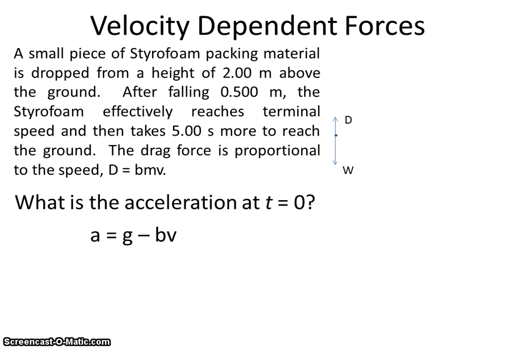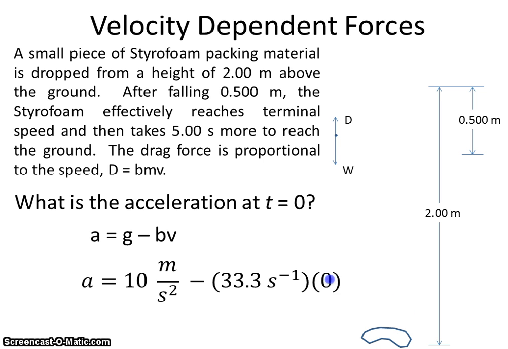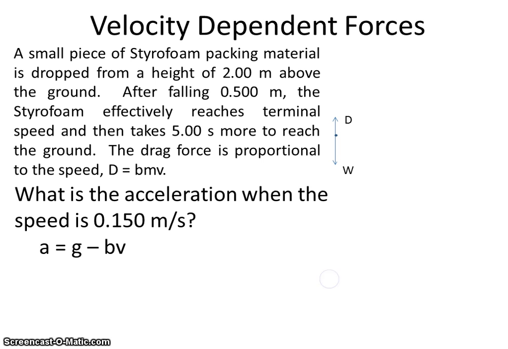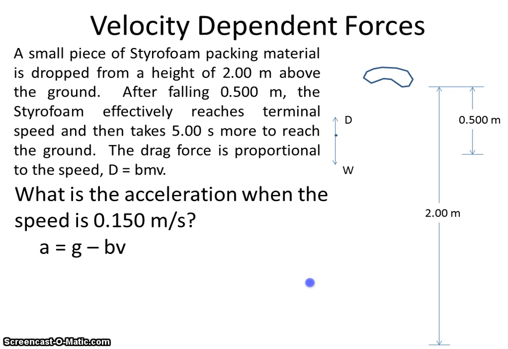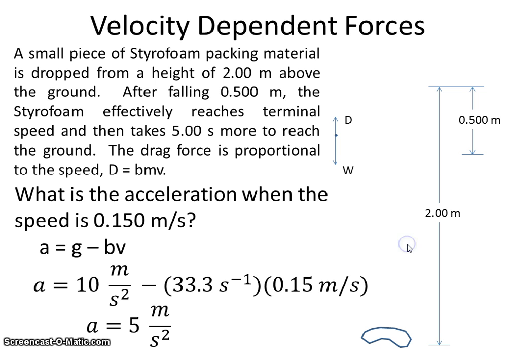So now let's figure out the acceleration at t equals 0. This is right when we first drop it. Well, when you first drop it, the velocity is 0. So we can plug that in, and we find out that the acceleration is that of gravity, 10 meters per second each second. Let's figure out, though, what the acceleration is when the speed is 0.15 meters per second. Again, we can plug this into our relationship of a equals g minus bv that we got from our free body diagram. And we get acceleration is 5 meters per second each second.